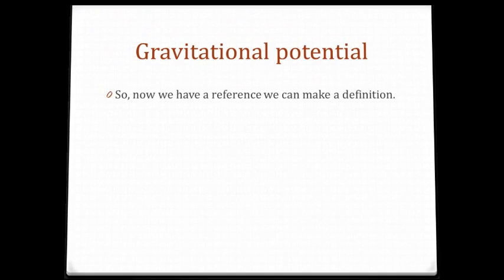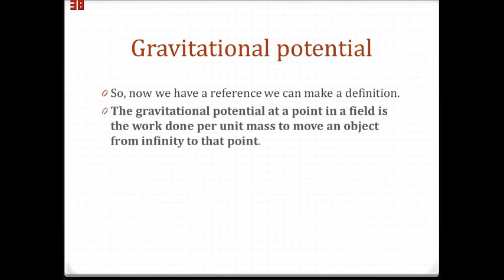So that's all well and good. So we now have a reference point to measure from, which gives us the following definition. The gravitational potential at a point in a field is the work done per unit mass to move an object from infinity to that point. In other words, it's the work you need to do to push an object into that point in the field from infinity. So, potential is equal to force times distance.